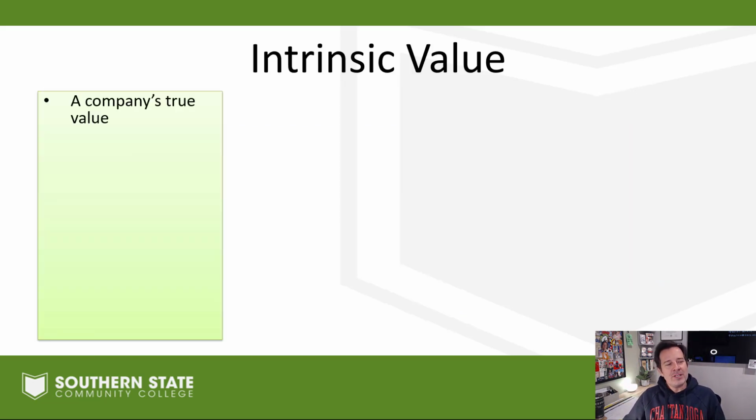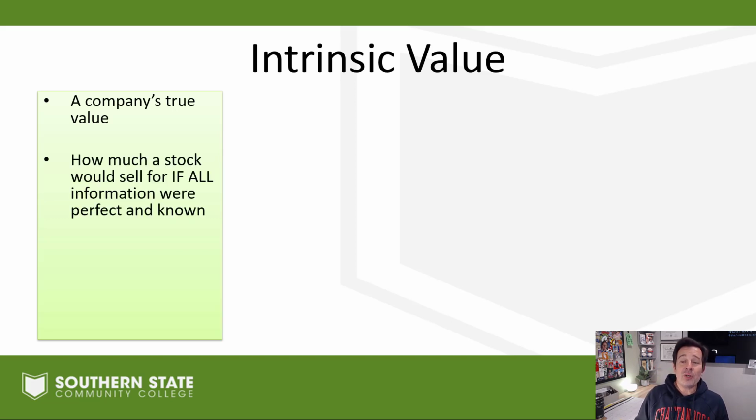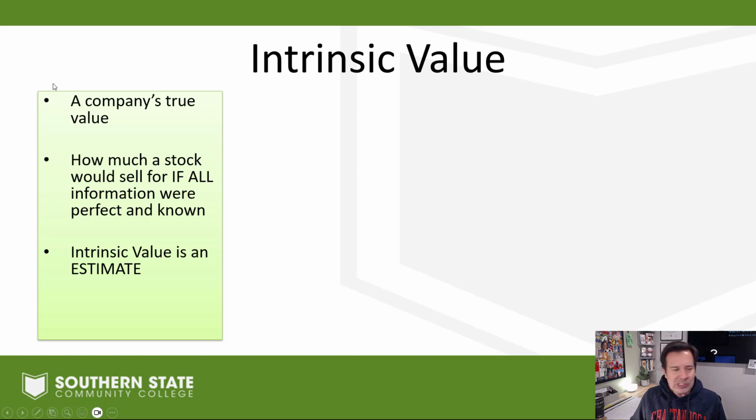That idea is called intrinsic value, and it's a company's true value. How much a stock would trade for or sell for if all the information about that stock were perfect and it were publicly known. The intrinsic value is just an estimate. Because we obviously can't know all the information out there and it's not perfect information anyway, we can't know for sure. So we have to make an estimate. And everybody that looks at it might make a different estimate. When analysts try to decide how much a company's worth, when they're trying to determine their intrinsic value, three analysts might all come up with a different conclusion.